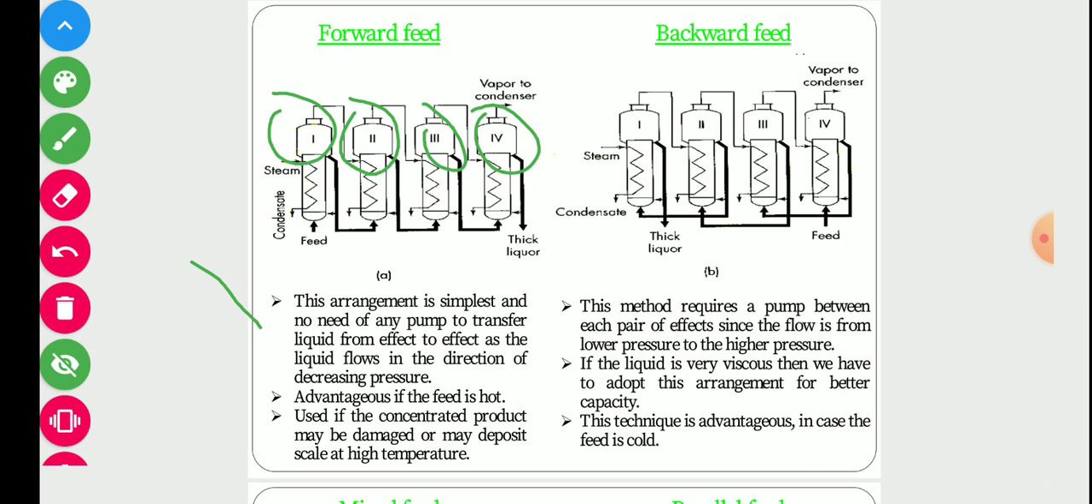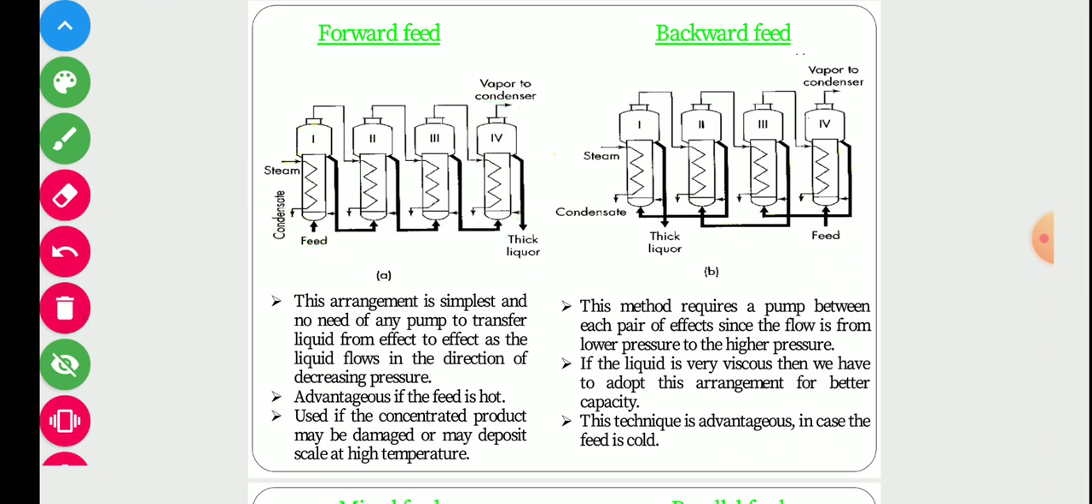This arrangement is useful if the feed is hot, and if the concentrated product may be damaged or may deposit scale at high temperature. So here the highest concentration of the solution is in the fourth effect, but here the temperature is minimum. So if the product deposits scale at high temperature, then we can use this, because the highest temperature is in the first evaporator, where solute concentration is minimum.